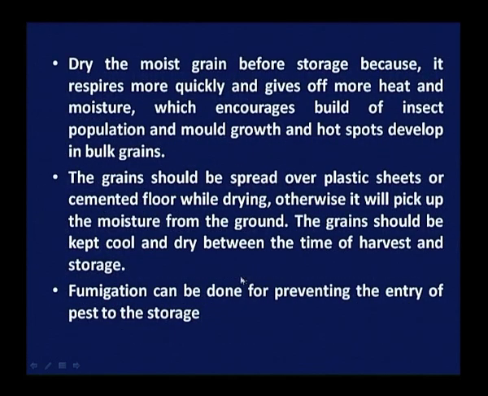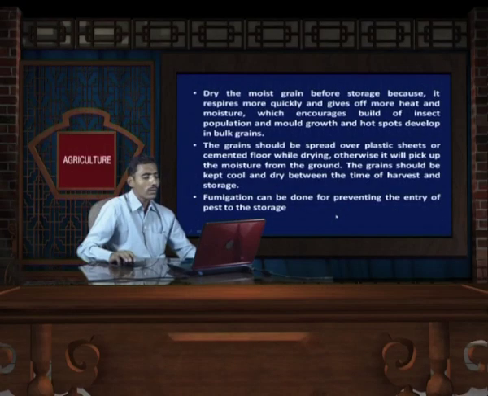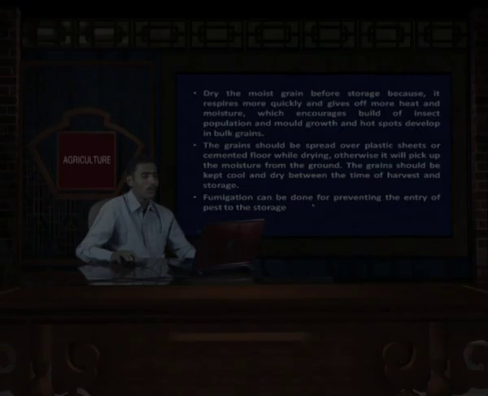Dry the grain before storage, because moist grain respires more quickly and gives off more heat and moisture, which encourage a boom in insect population and mold growth, and heat spots develop in bulk grain. The grain should be spread over plastic sheet or cemented floor while drying, otherwise it will pick up moisture from the ground, and grain should be kept cool and dry between the time of harvest and storage. Fumigation can also be done for preventing the entry of pests into the storage. For fumigation, aluminum phosphide tablets can be used at the rate of 2 tablets per ton of produce.